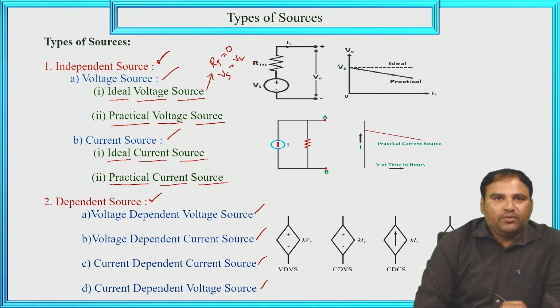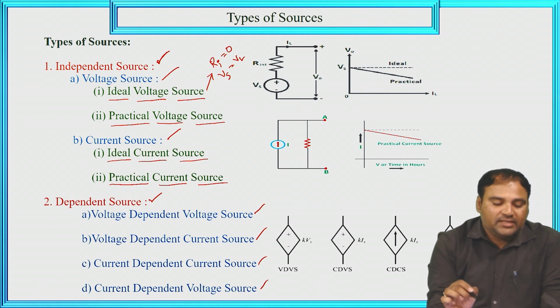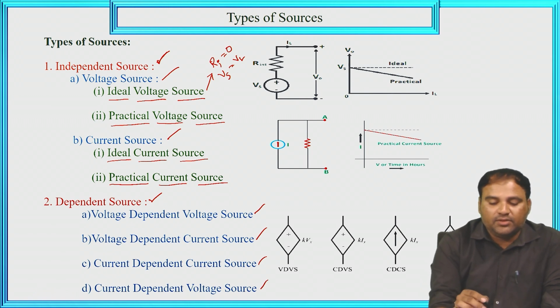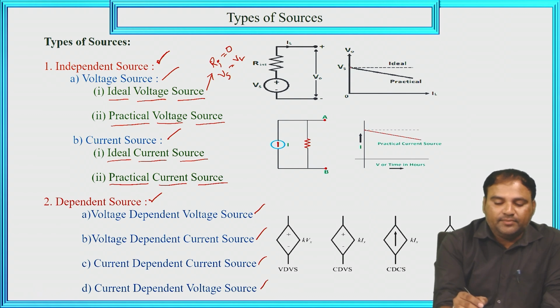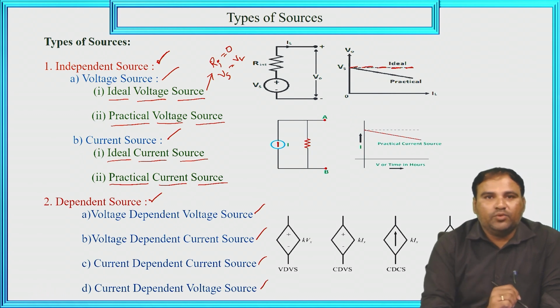For this ideal voltage source the internal resistance should be 0, so the source voltage is equal to the load voltage. We can call it an ideal voltage source. If we look at the graphical representation of the ideal voltage source, with output voltage against load current, we'll get a constant DC line. Here is the ideal voltage source.